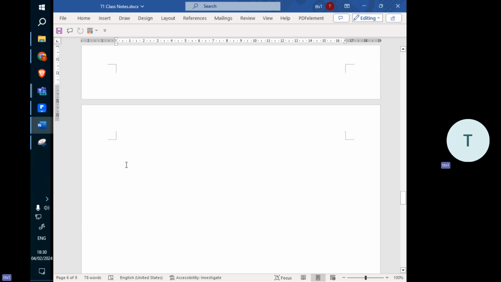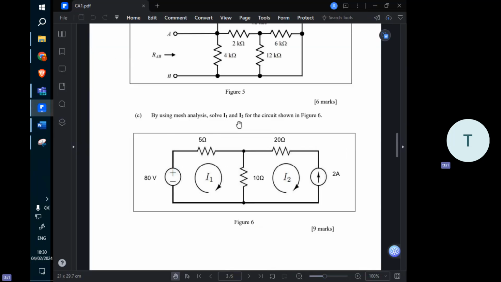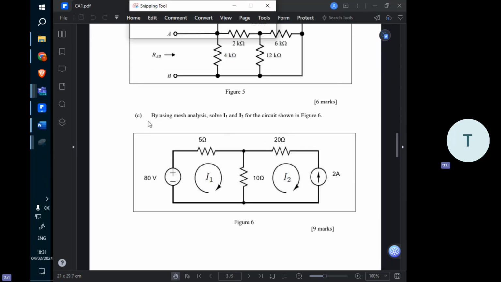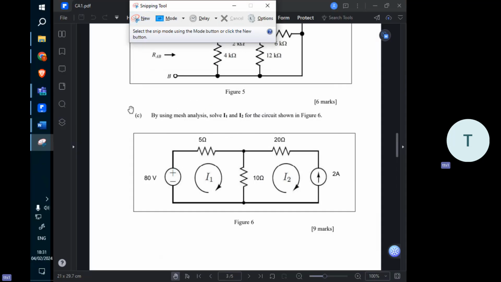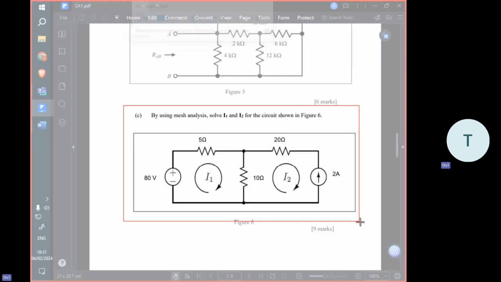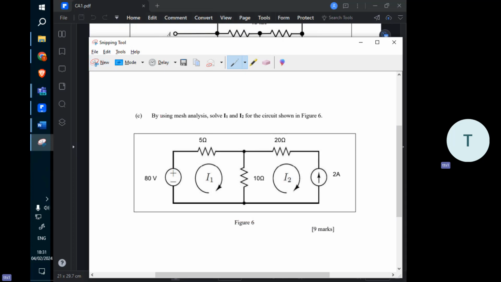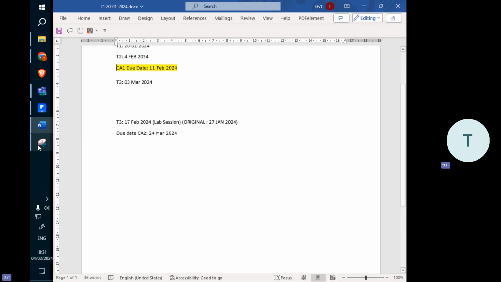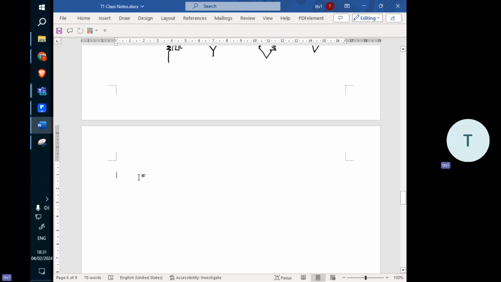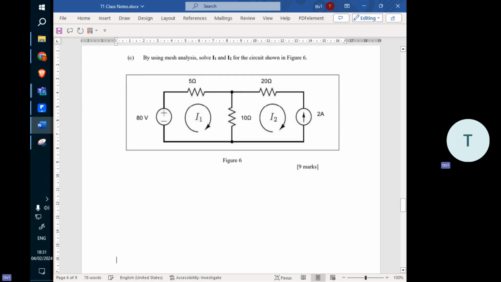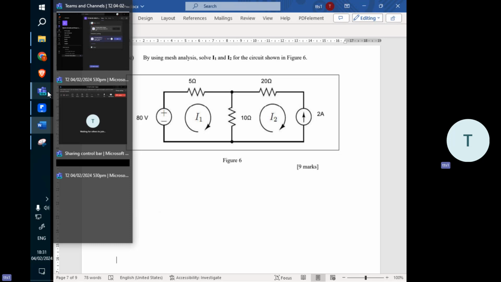Okay, so the next question here is part C. Question 2C, 9 marks. Let's put it here. This is the next question. I give you some time for you to look at this one. When I come back here, I'm going to show you some guideline on how to do this. Just take a look at this circuit for a moment. I'll come back in a short while.